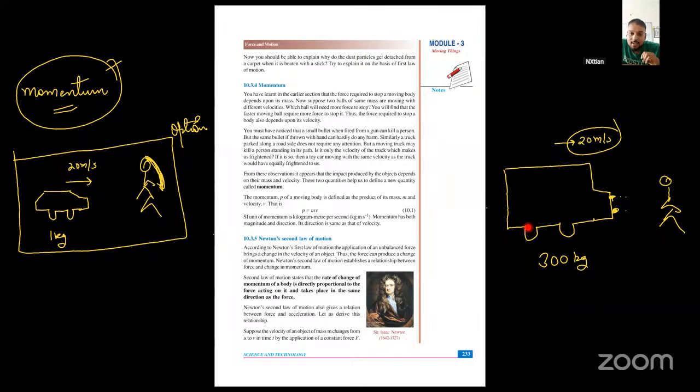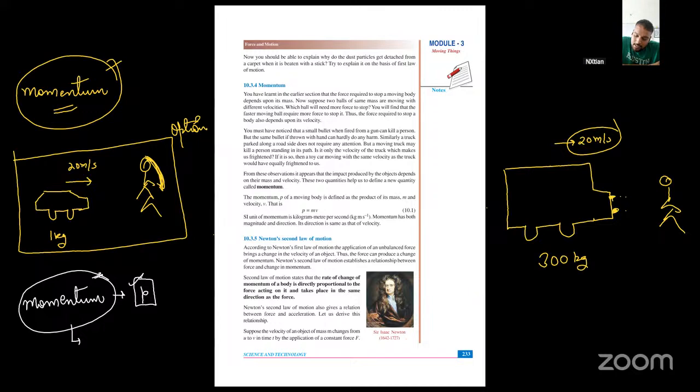So it means there is one quantity which defines this, called momentum. Momentum is nothing else but mass into velocity. We write momentum as P, small p, the symbol for momentum. And momentum is called mass into velocity.